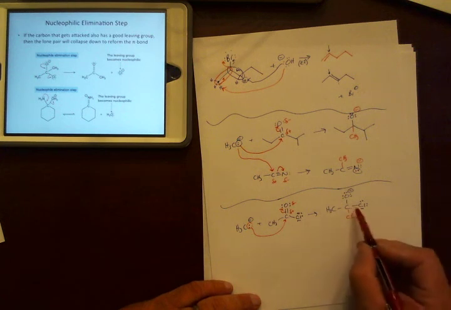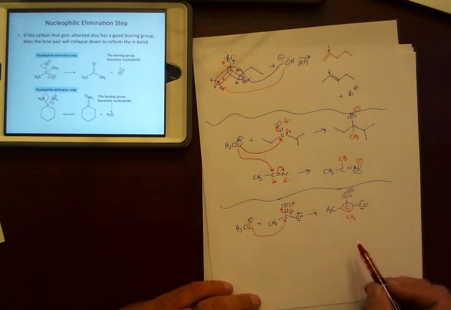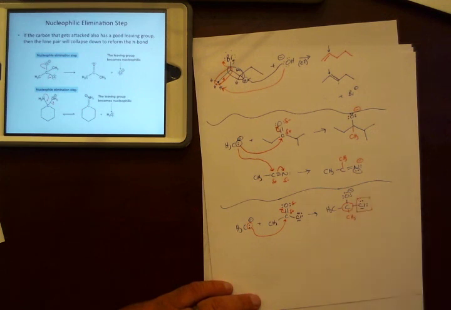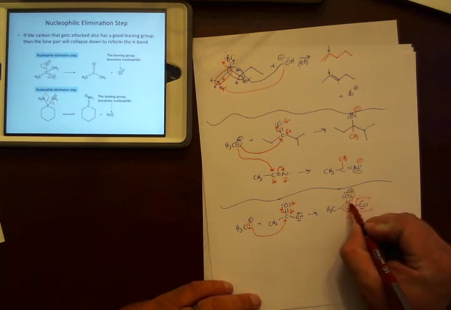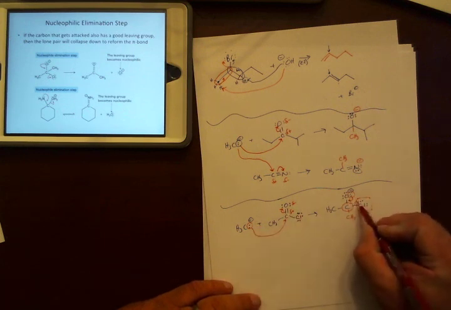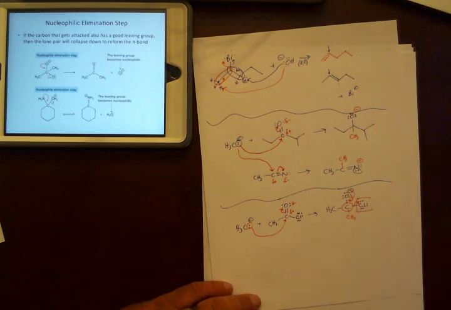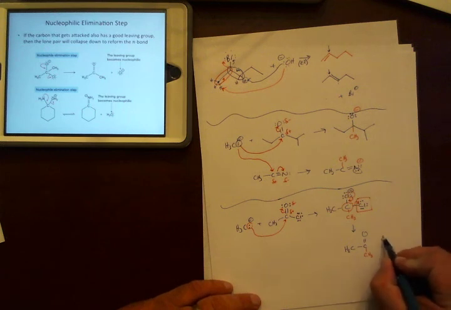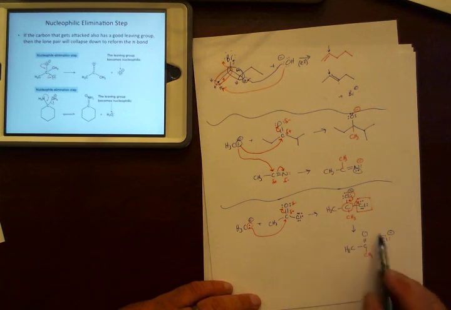Now, the carbon where you attacked, is there a good leaving group? There is. There's a really nice leaving group here. So what ends up happening is this collapses down to reform the C double bond to O, and in doing so, it pushes this away, and so you end up making the acetone.